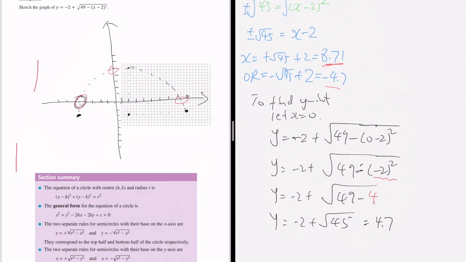So y equals 4.7 on my y-intercept, so make sure you make it accurate. 4.7 is between 4 and 5, so 1 2 3 4 5, so somewhere over here, and then now you can connect them. That will be your semicircle on the top.